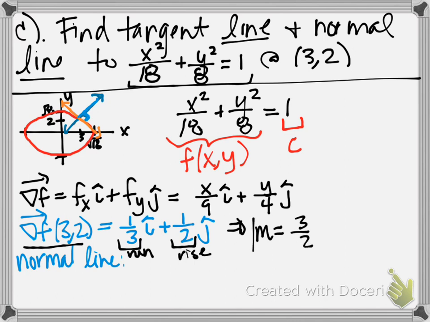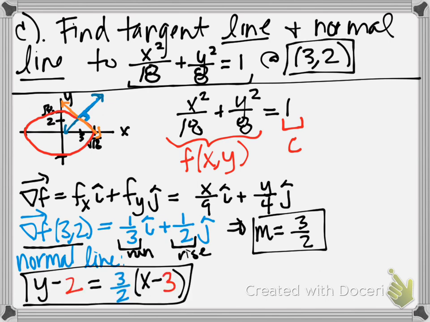Okay, so you have the slope that you want of the line in blue, and you have the point that it goes through. It goes through the point 3, 2. So just use the point slope form of a line. And here's the equation.